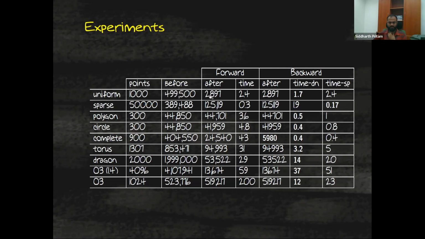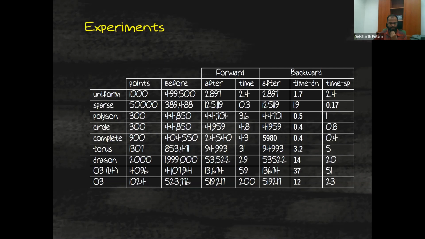The reduction size is almost the same in both algorithms. But in some examples, for example, in this complete graph over 900 points, we see that the backward algorithm performs much better than the forward one in terms of output size. These are the first run of the backward algorithm. You can actually run these algorithms multiple times, running over the output of the previous run. You can keep running until it converges.